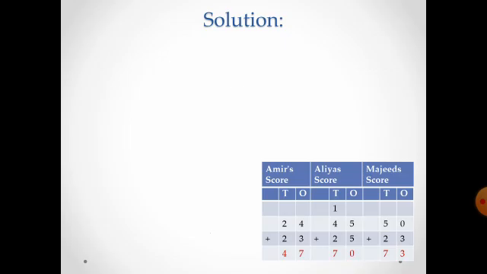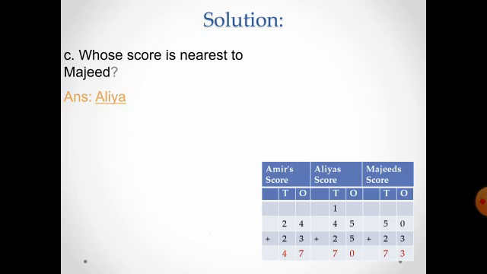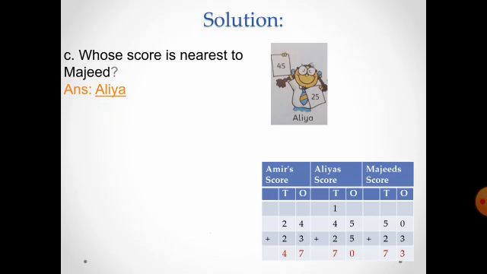Here you can see the working which we did on the very first page. Majid's scores, Alia's scores and Amir's scores are written over here. Whose score is nearest to Majid? From the working you can see that Majid's score is 73. I can see that Alia's score is nearest to Majid because Alia is getting 70 and Amir is getting 47. So the nearest one is 70. So the answer is Alia. Alia's score is nearest to Majid. You can see in the picture as well.